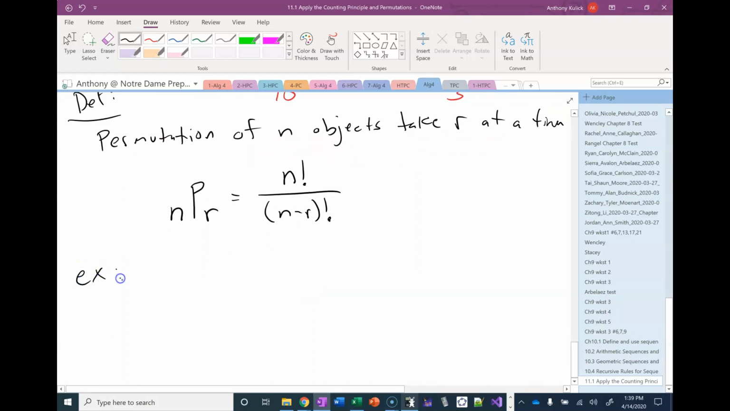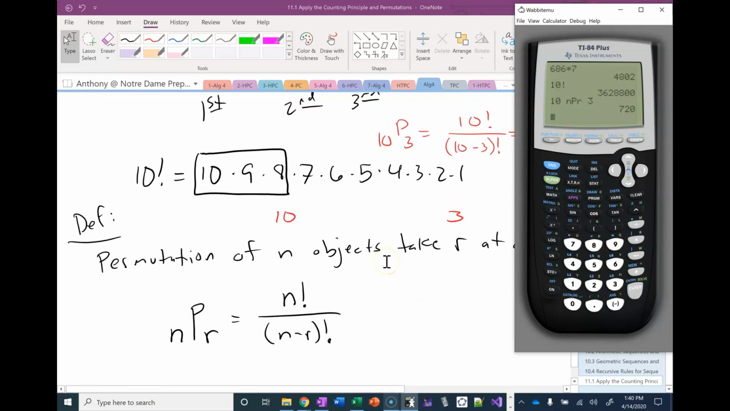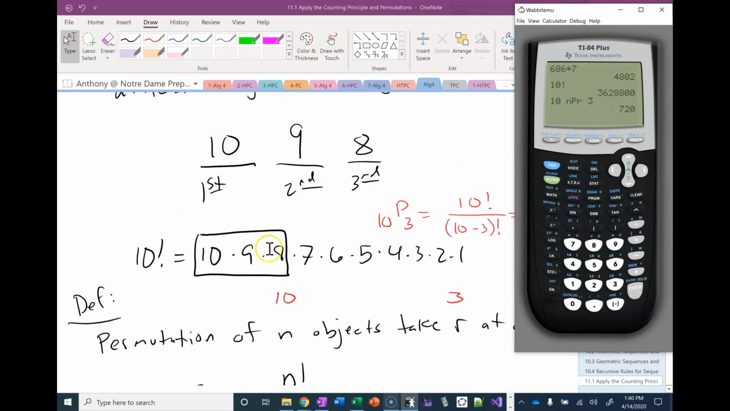So for example, if I just wanted to do 10P3 on our calculator, I'm going to turn it on and type in the number 10. I'm going to press the math button, go over to the PRB menu, and you'll notice the nPr command is right there, command 2. So I already have the 10 in place of the n, and I'm going to put the number 3 in place of my r. So this is 10P3, and that's 720, which matches exactly what we got here when we did 10 times 9 times 8.